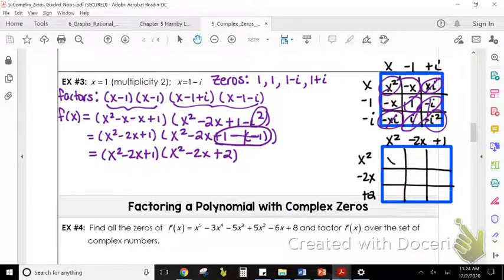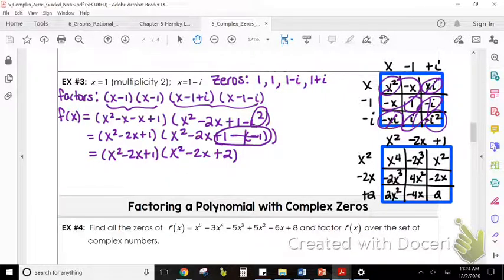So x squared times x squared is x to the fourth. X squared times negative 2x is negative 2x cubed. X squared times 1 is x squared. Negative 2x times x squared is negative 2x cubed. Negative 2x times negative 2x is 4x squared. And negative 2x times 1 is negative 2x. 2 times x squared is 2x squared. 2 times negative 2x is negative 4x. And 2 times 1 is 2.